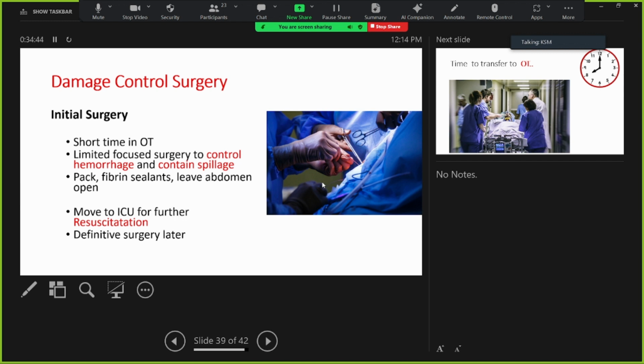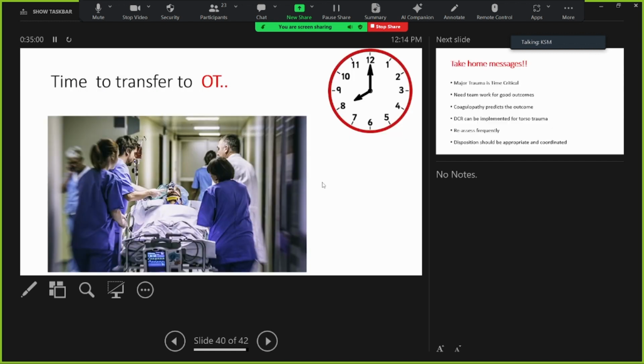Once you resuscitate, once you again control the lethal triad, you can take the patient for definitive surgery in due course. So this is what I intended to do.